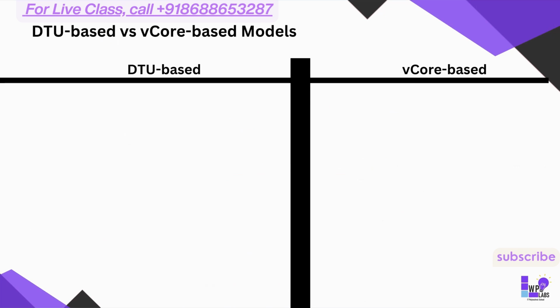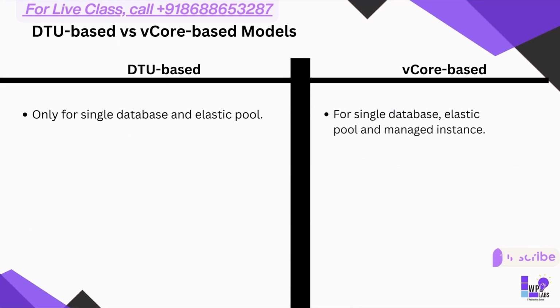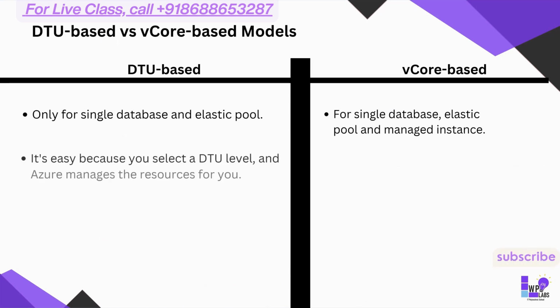Now we'll look at some of the differences between DTU based and vCore based. Under DTU based, you have to remember that it is only used for single database and elastic pool, and vCore based is used for single database, elastic pool, as well as managed instance. We have discussed this in our deployment options for platform as a service.